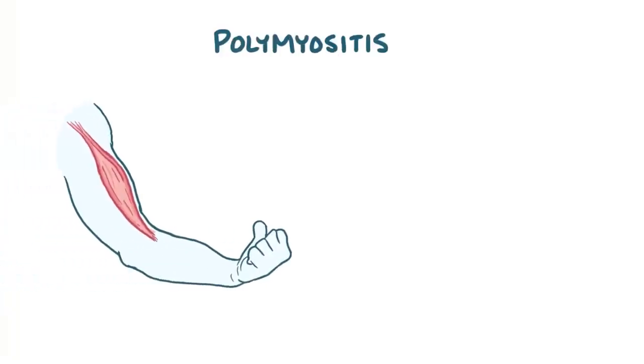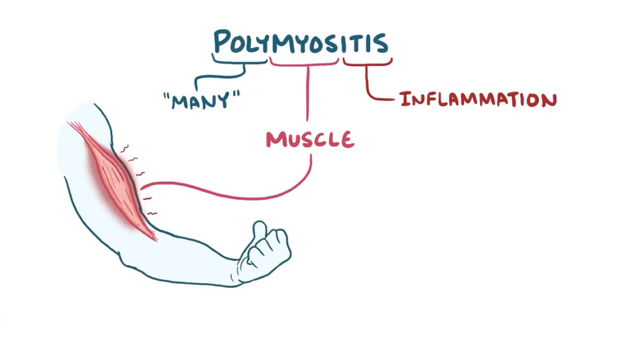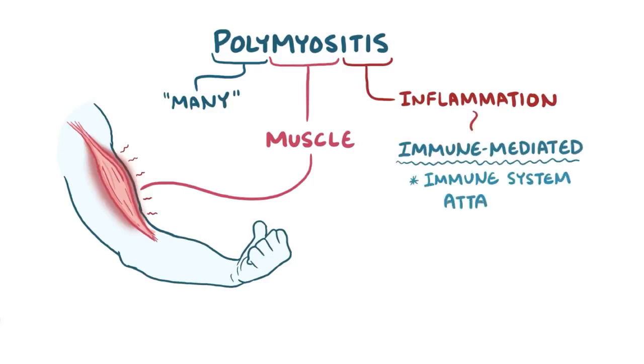In polymyositis, myos refers to the muscles, poly means many, and itis refers to inflammation. So polymyositis is an inflammatory disorder which involves many muscle groups around the body. Polymyositis is an immune-mediated disease, meaning that the immune system attacks the muscles in our own body.